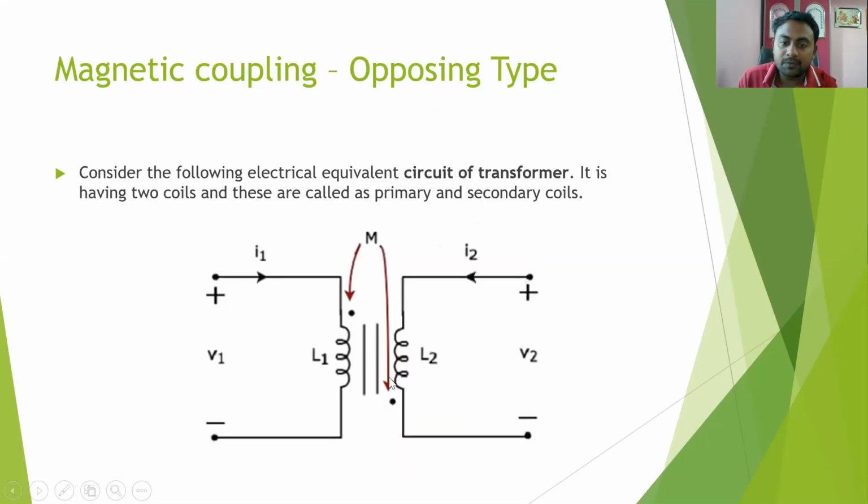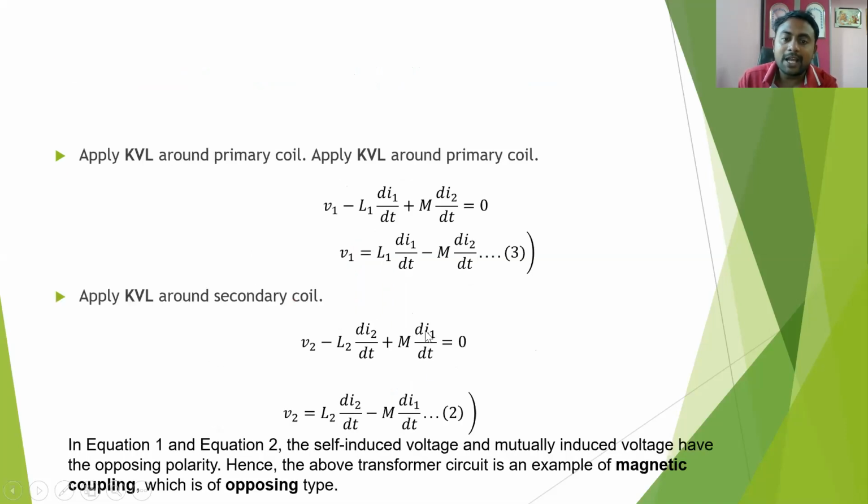For the second coil, the current is I2. So how am I going to write? Minus L2 di2 by dt. Always the self-induced voltage I write with negative polarity only. Minus L2 di2 by dt. How am I going to write the mutual inductance? Plus M, because I have to write the opposite sign. So both have opposite signs. The self-inductance voltage and the mutual inductance voltage have opposite signs. So I am saying that these two are magnetically coupled but opposite in type.